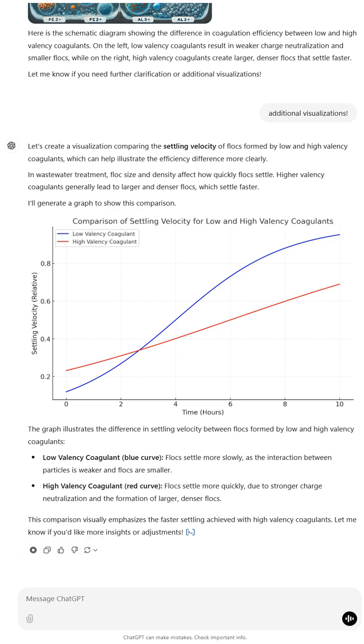The graph illustrates the difference in settling velocity between flocs formed by low and high valency coagulants. Low valency coagulant, blue curve: flocs settle more slowly as the interaction between particles is weaker and flocs are smaller. High valency coagulant, red curve: flocs settle more quickly due to stronger charge neutralization and the formation of larger, denser flocs. This comparison visually emphasizes the faster settling achieved with high valency coagulants.